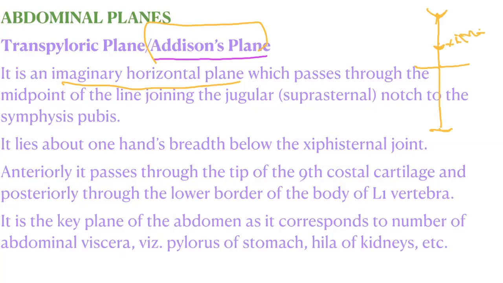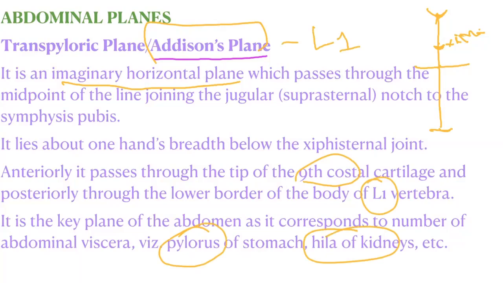Anteriorly, it passes through the tip of the ninth costal cartilage and posteriorly through the lower border of the L1 vertebra. In the previous class, we have already discussed this. Transpyloric plane, vertebra L1. Very important structures lie at the level of L1, for example the pylorus and the hilum of the kidneys.